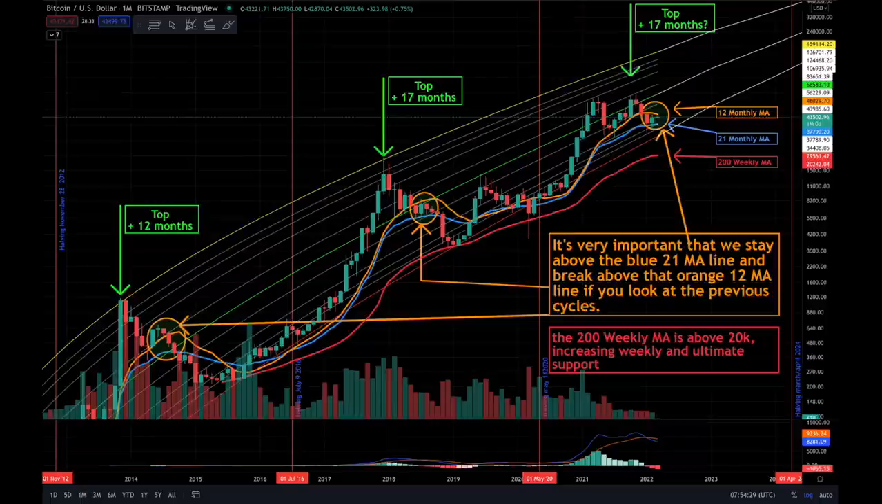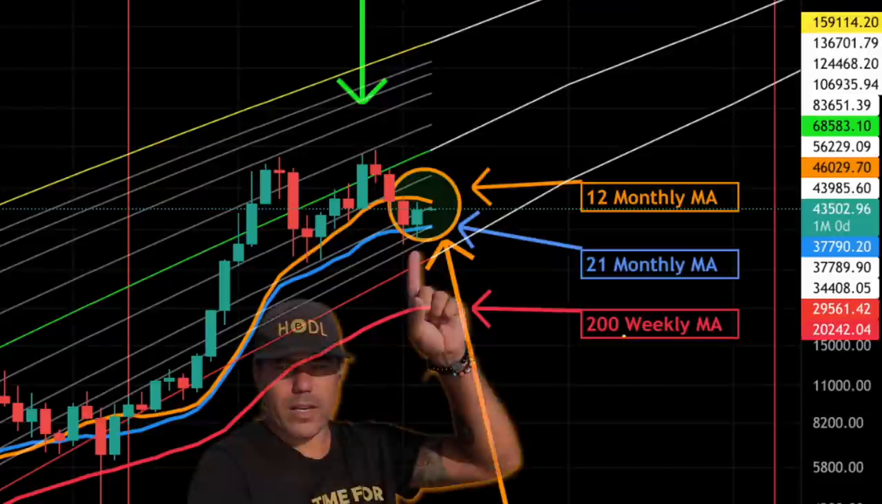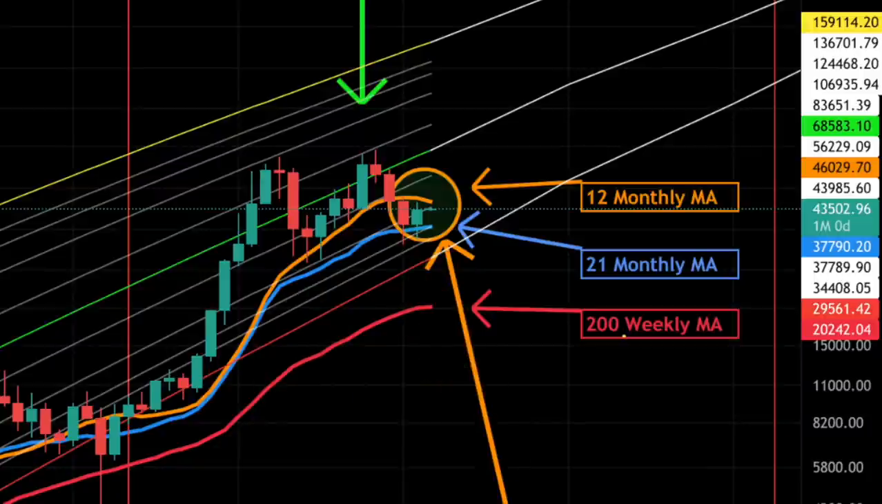The very important moving averages to watch at the moment on the monthly chart are the 12, you see in the right top here, the 21, the blue line, and the 200, the red line. So we have the orange line, the 12, the blue line, the 21, and the red line is the 200. That red line is a 200 weekly moving average. This is a monthly chart, but the red line is a 200 weekly moving average. The other ones are the monthly moving averages.